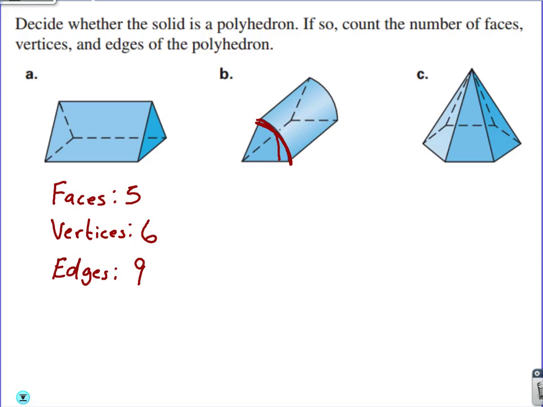And the last one, is that a polyhedron? All straight lines? Yeah, we're good with that. Faces, vertices, and edges. This one will be a little bit tougher. How many faces are there? Let's see, you've got 1, 2, 3 on front, 1, 2, 3 on back, and the bottom. That's 7 faces. Good job.